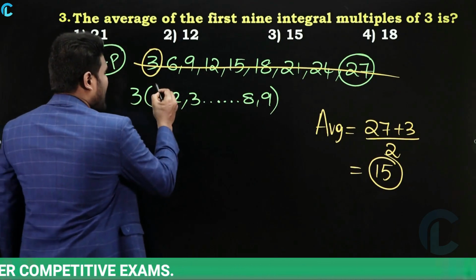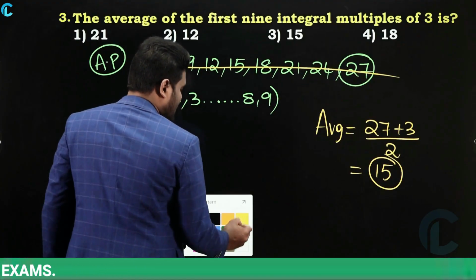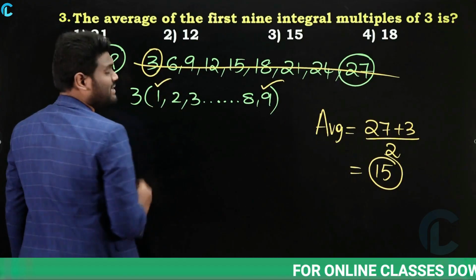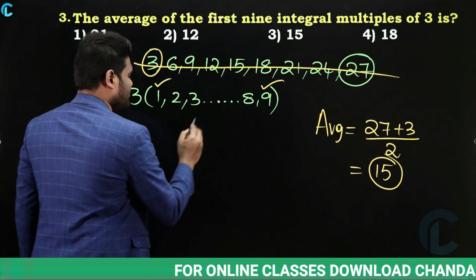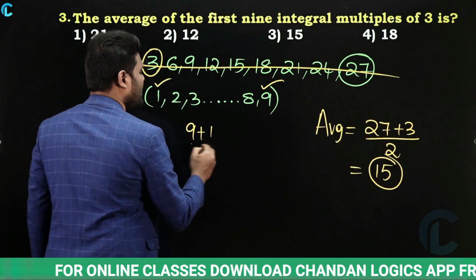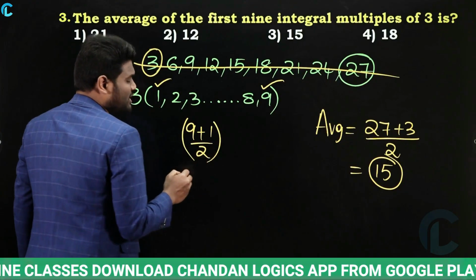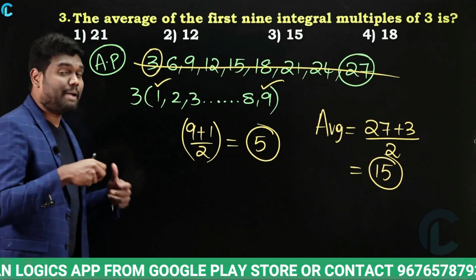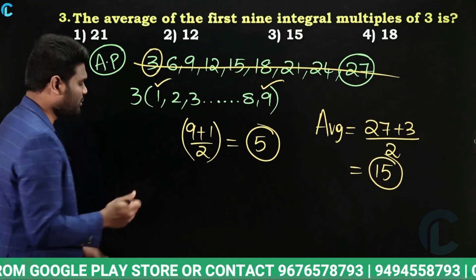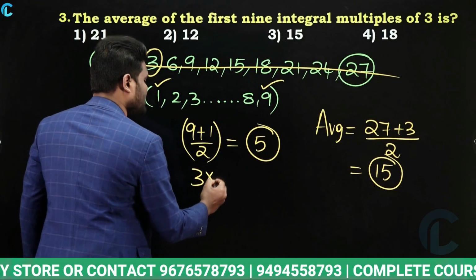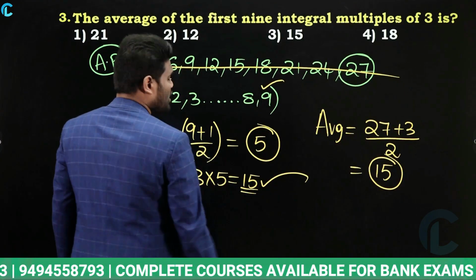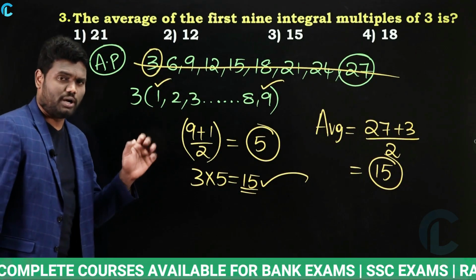Now if you look here, what is the highest number? The highest number is nothing but 9. And what is the smallest number here? The smallest number is nothing but 1. So the average is nothing but 9 plus 1 by 2, which is nothing but 5. Now it is saying that it should be a multiple of 3. As it should be a multiple of 3, this is going to be 3 into 5. So 3 into 5 is nothing but 15. So we can say that the answer for this question is going to be 15.